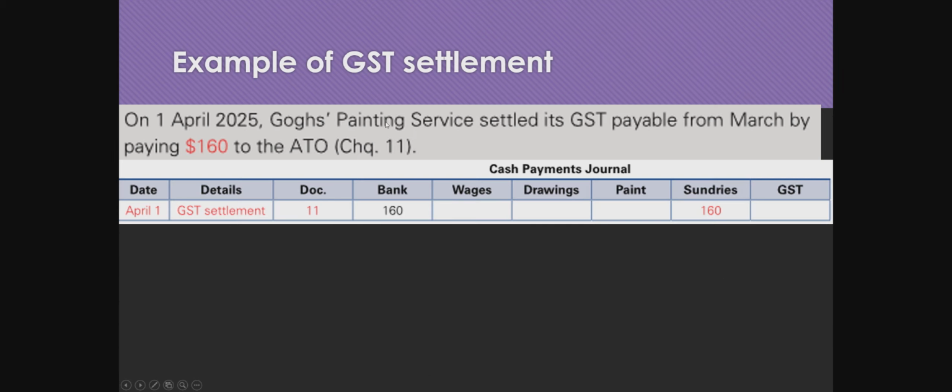So, an example of GST settlement. On the 1st of April, that $160 we looked at earlier, we finally gave it to the ATO with check 11. So there it is: date, detail, document, $160, and it goes in the sundries section because we do not have a dedicated column for GST settlement. We do have one for GST, but settlement is a completely different animal, so put it in here, alright?